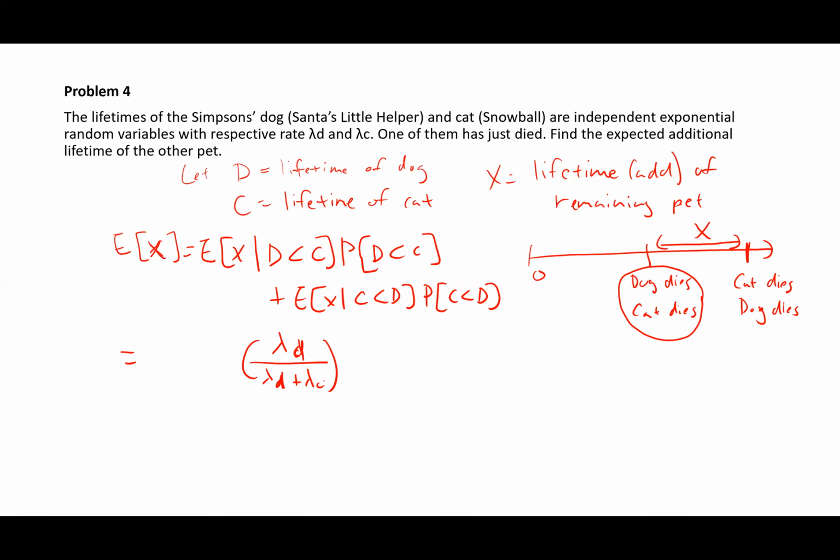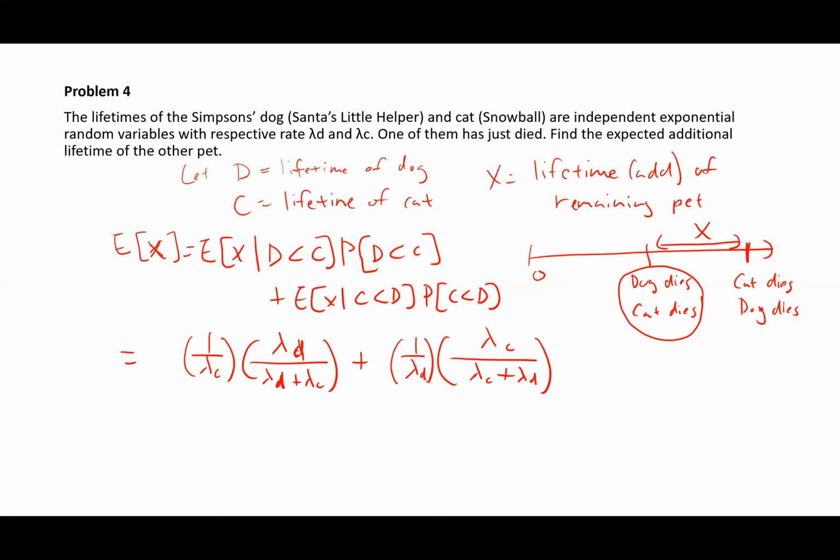The expected lifetime then of who's remaining? If the dog dies first, the animal that remains is the cat. So the expected lifetime of the cat right when the dog dies is simply 1 over lambda C, plus the probability that the cat dies first, which is lambda C over lambda C plus lambda D. Okay, and right when the cat dies, the remaining pet is the dog. The additional lifetime for the dog right when the cat dies is simply 1 over lambda D.